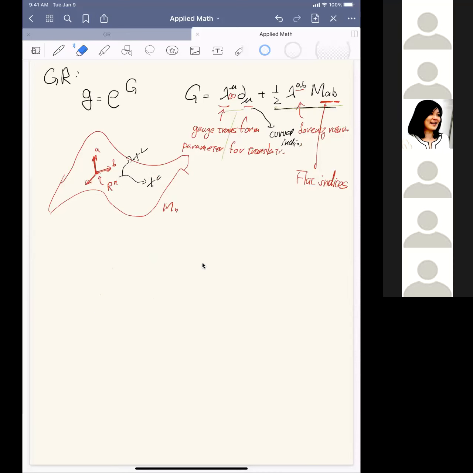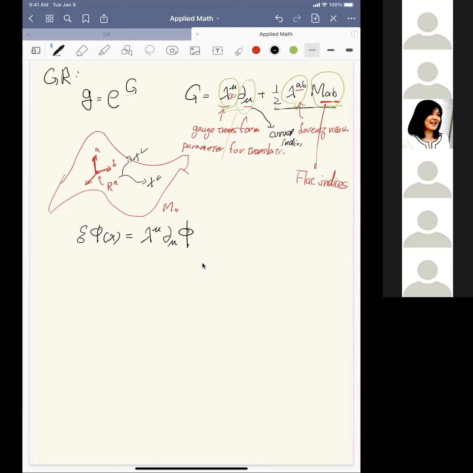So once again, when you're doing a local transformation, you're always writing a local transformation parameter multiplied by the generator of that transformation. So for example, the different fields will transform in different ways. A scalar field will transform under this transformation as lambda mu partial mu acting on phi.